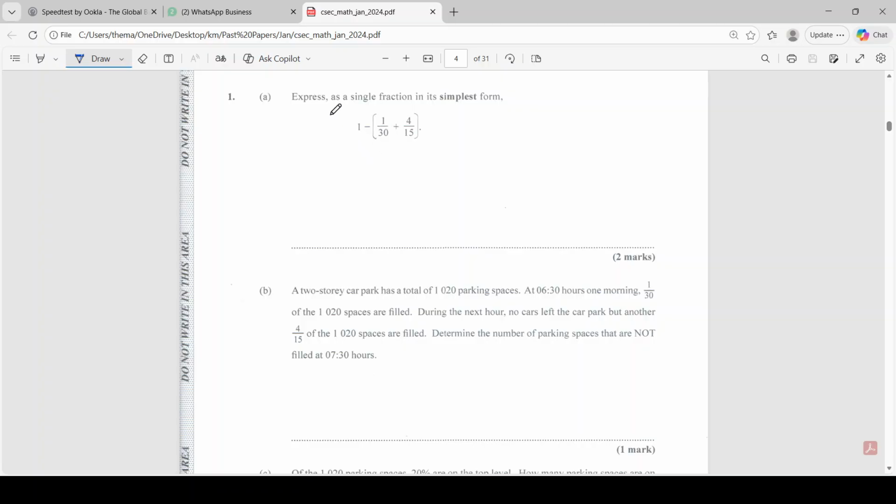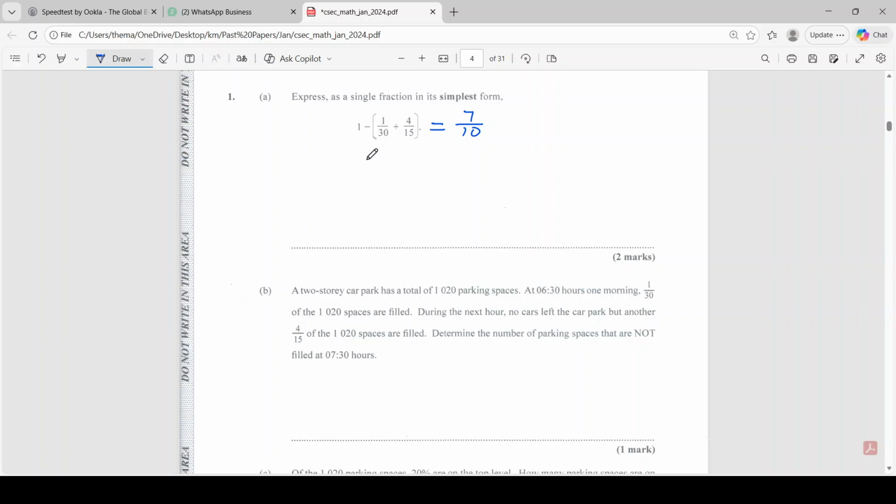Again, you could enter this in your calculator and get your answer, or if you want to show all the working. If you enter it in your calculator, you enter 1 minus open bracket 1 over 30 plus 4 over 15 close bracket, equals, and you're supposed to get 7 over 10. So write, with use of calculator, answer equals 7 over 10.